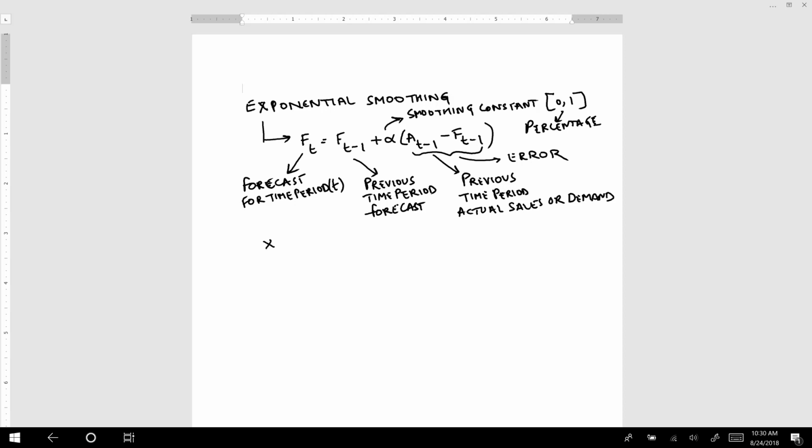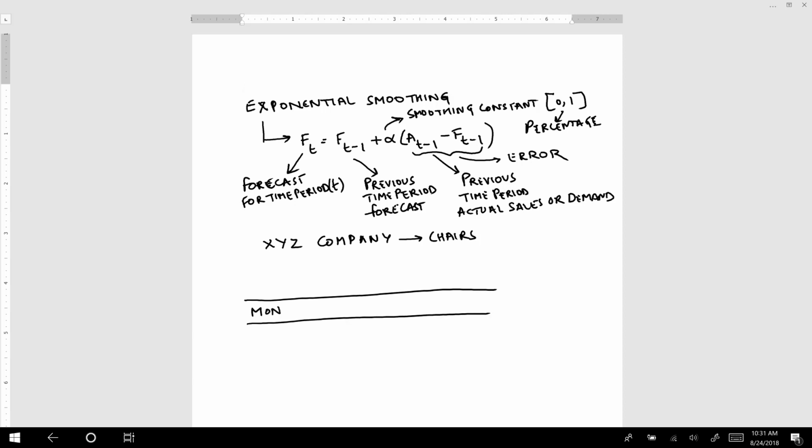So we have XYZ company and it sells chairs. We have a certain day of a week, suppose Monday. The actual sales is 20, and then we are forecasting by using exponential smoothing. I will write exponential smoothing as ES.